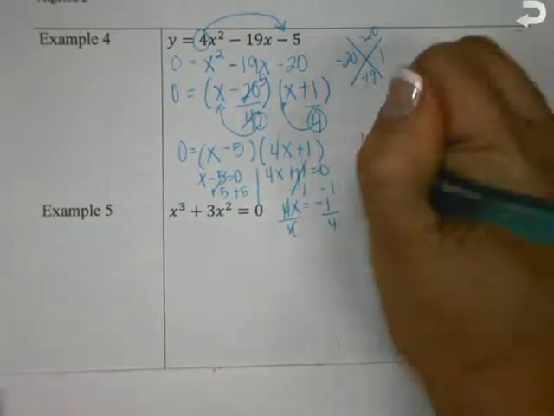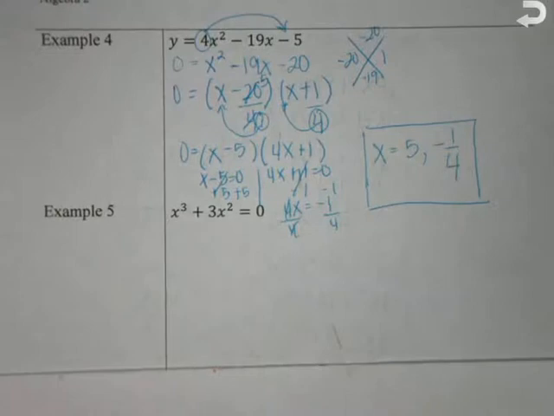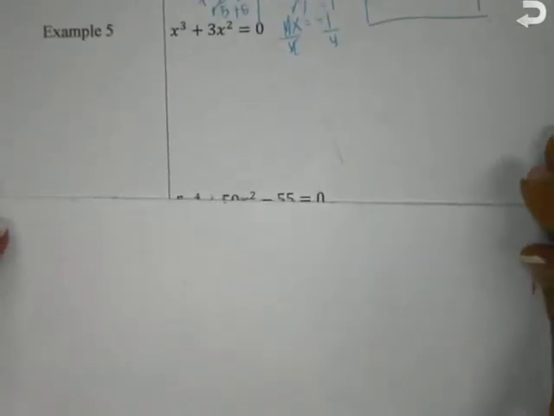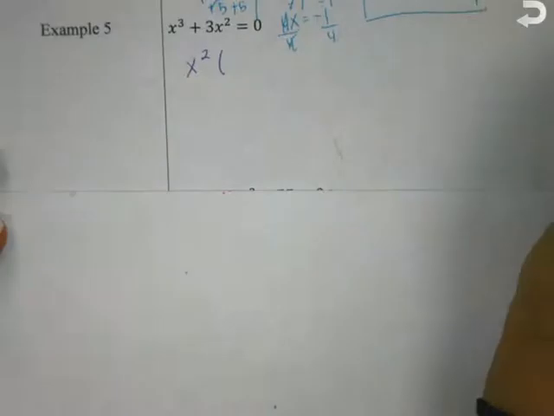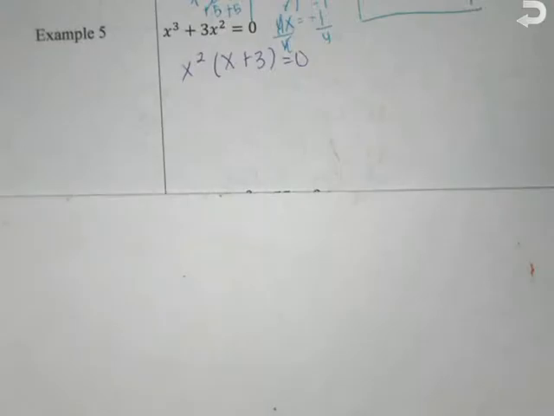Perfect. Okay, number 5. What method did you use to factor that one? GCF. What was the GCF? X squared. Perfect. So we have x squared times x plus 3 equals 0. And then what do I do? Multiply.